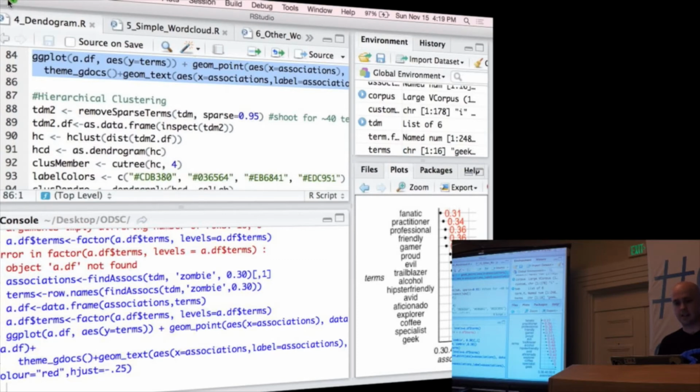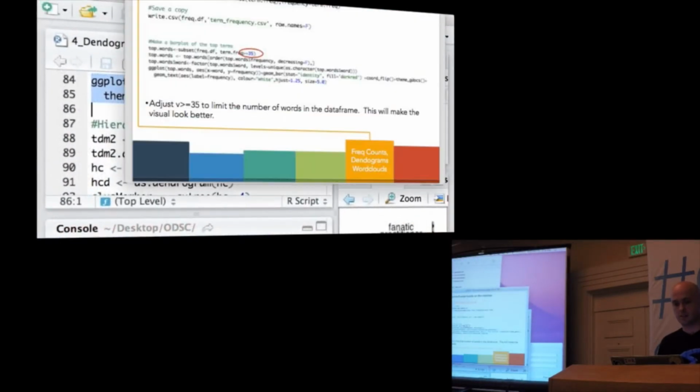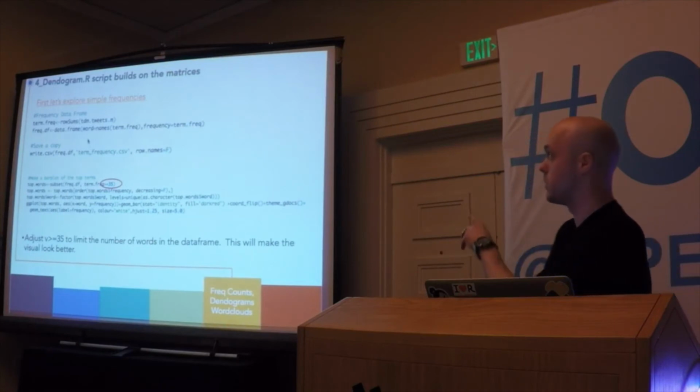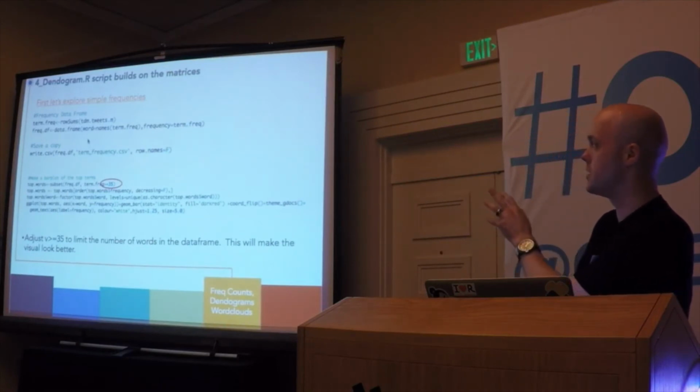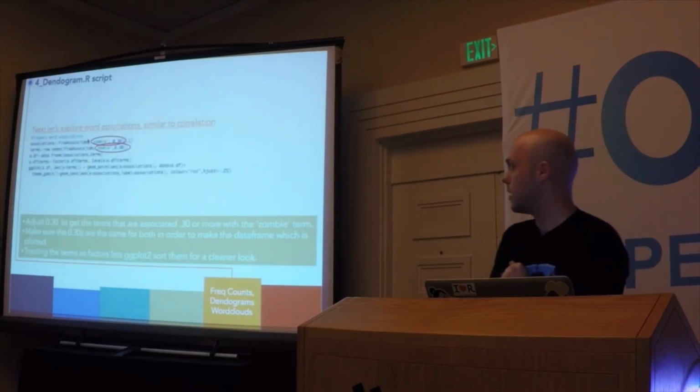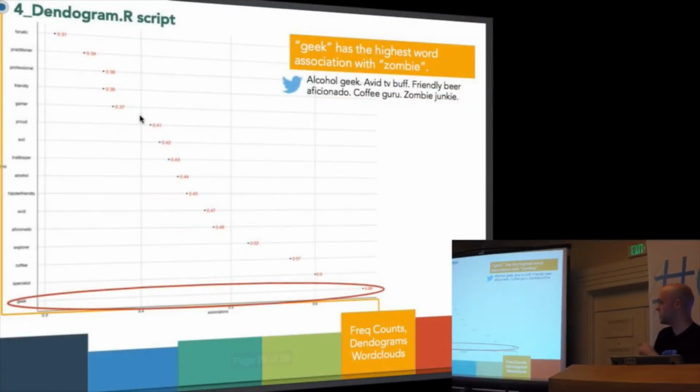Let me go back to the slides and show you guys what's called a dendrogram. So here, this is what I just showed you, right? The frequencies and the bar plot. There's zombie that we just looked at. And then you see the word geek there at the bottom. It's the most highly correlated. So I actually pulled a tweet, and someone wrote, alcohol geek, avid TV buff, friendly beer aficionado, coffee guru, and zombie junkie. Why someone would tweet that, I'm not sure, but that is an example of all those bizarre words kind of all being together.